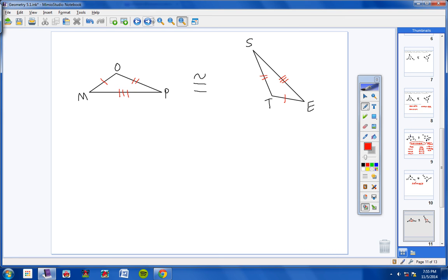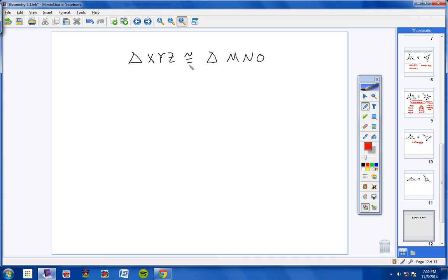So here we go. In your notes, I would like you to copy down triangle XYZ is congruent to triangle MNO. Okay, copy that down, please. I'll give you guys just a second to do that. Now here's what I want you to do while you're copying that down. I want you to list out the congruent corresponding parts.